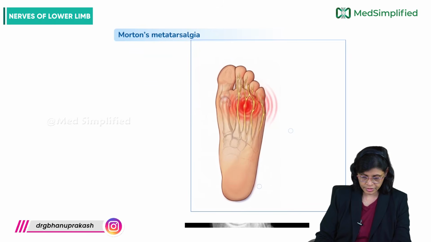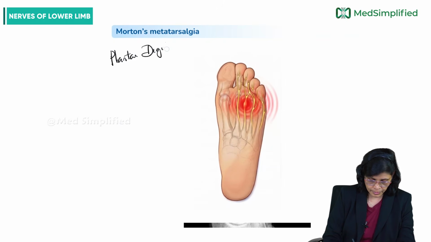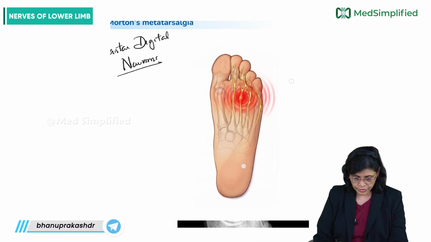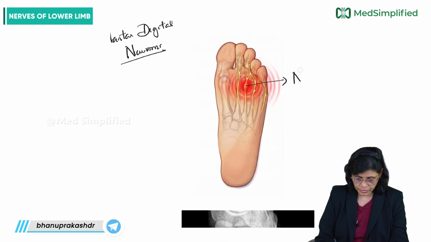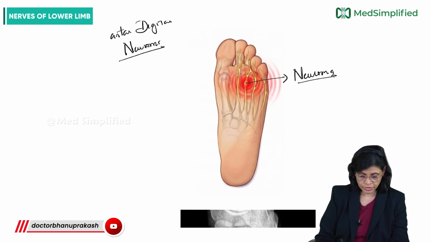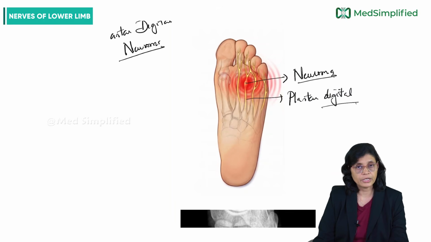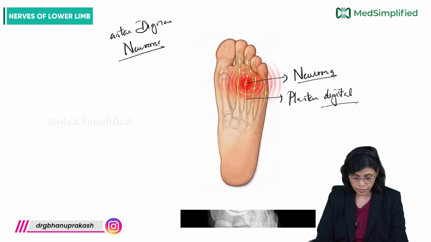Then this is Morton's metatarsalgia. Morton's metatarsalgia is also called plantar digital neuroma. Here there is a formation of a neuroma because of continuous compression. The neuroma forms following pressure on one of the plantar digital nerves. These are the plantar digital nerves here. Because of continued compression on the plantar digital nerves, it results in what we call a neuroma.